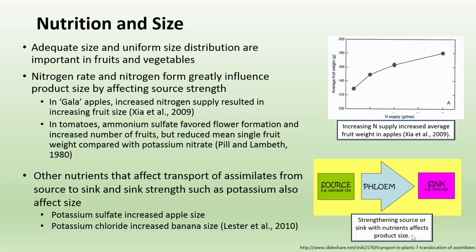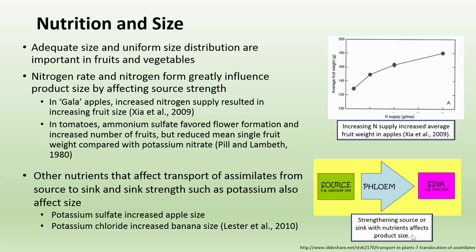Increased nitrogen supply has been shown to result in increased fruit size of gala apples. In tomatoes, researchers found that the nitrogen supplied in the form of ammonium sulfate fertilizer favored flower formation and increased number of fruits, but reduced the average single fruit weight when compared with nitrogen supplied as potassium nitrate.